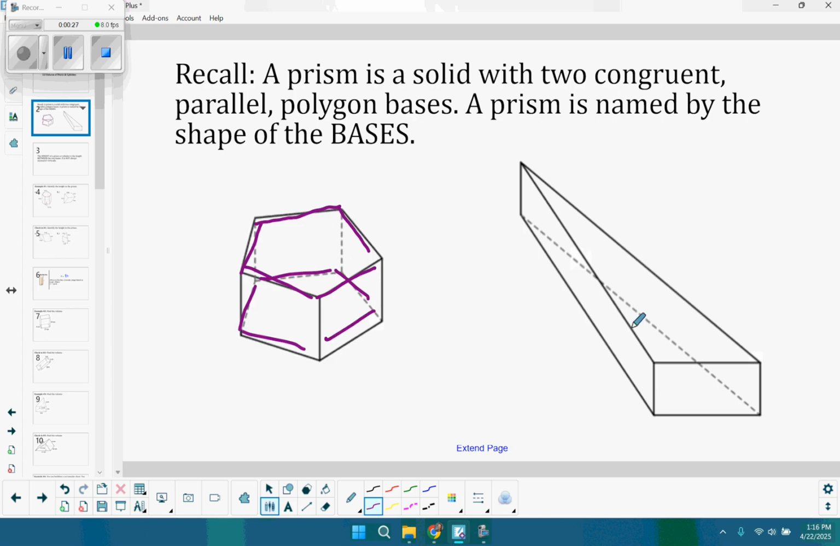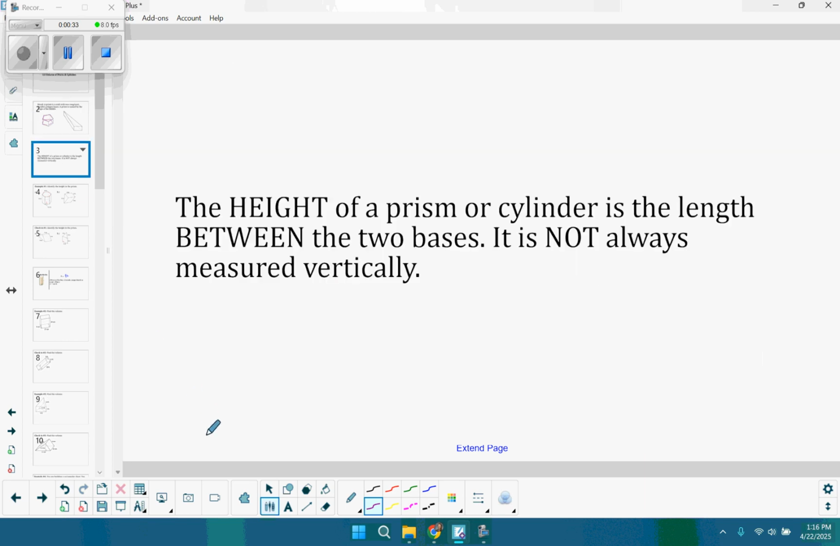And here, again, the top and bottom would have been my bases. They would have been triangles, and the rest were all rectangles. The height of a prism or cylinder is the length between the two bases. So it is not always measured vertically. So it's really important to be able to identify which shapes your bases are, and then you're going to find the distance between them to represent the height.